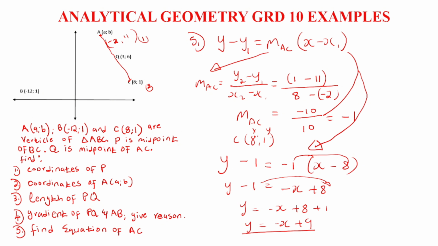Then we can double check our equation by substituting any value that we didn't use. We can substitute x equals 3 and see if we get the value of y as 6. We can also substitute the coordinates of A, which is (-2; 11). Right, therefore this is how you would deal with this equation, guys. That was an example on analytical geometry.